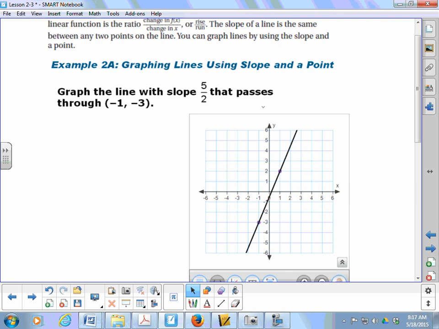All right, and don't forget what? Arrows. Okay, if you do not have arrows, it is not correct. So make sure you put arrows on the end of your lines. Find the point, go up 5 and over 2.